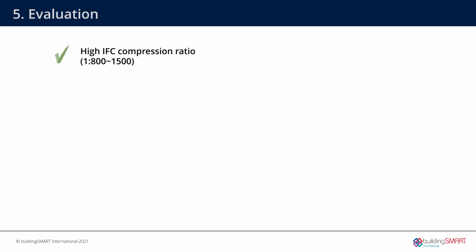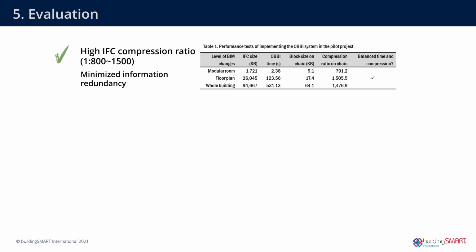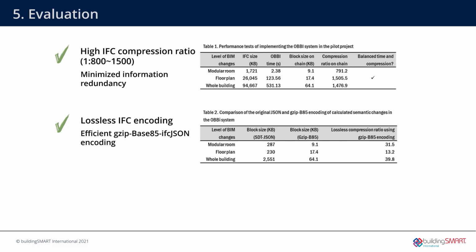In the next step, we evaluated our proposed solution. The evaluation results show that, firstly, our solution has a high IFC compression ratio, which means it can reduce information redundancy significantly. For example, the floor plan can have a compression ratio on chain around 1,500. Secondly, our solution offers lossless IFC encoding. Specifically, the block sizes were saved by 93 to 98% without losing information.